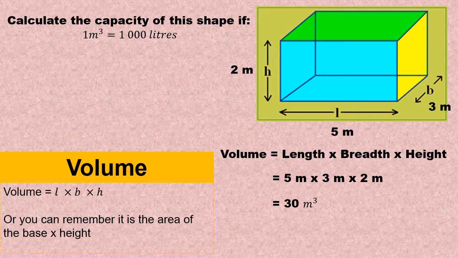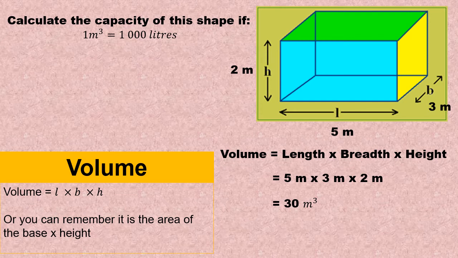All right, then just as an add-on extra, I can actually ask you, what is the capacity of this shape if 1 meters cubed is 1,000 liters? Okay, 1 meters cubed is 1,000 liters. How would you work that out? An easy way perhaps is say, well, if 1 meters cubed is 1,000, then 30 would be 30 times that. So 30 times 1,000 is 30,000 liters. And that would be correct.